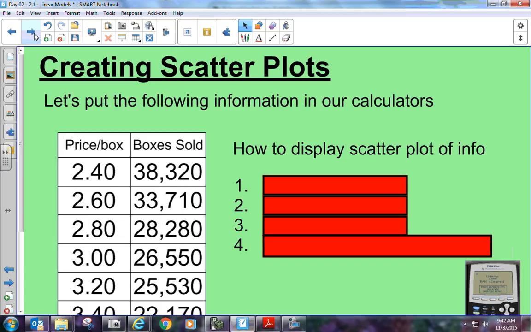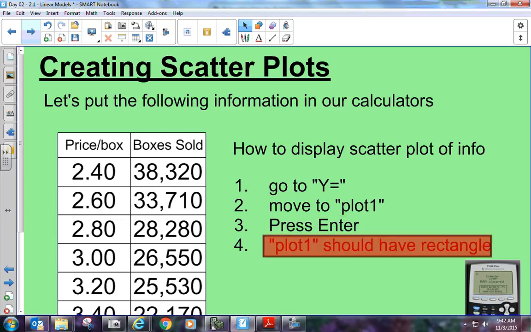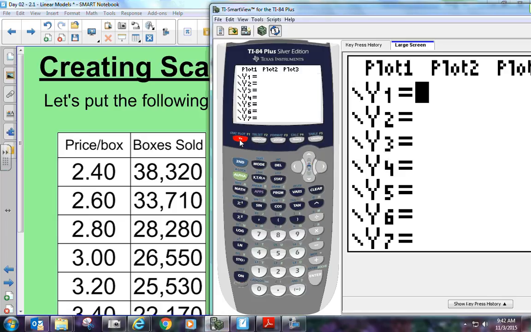How to display the scatterplot info in your calculator. Okay, you go to Y equals, and you move over to Plot 1. You press enter, and Plot 1 should have the rectangle around it. Meaning, I go to Y equals now. I've got to move up to Plot 1. See how I can move up and I'm up there now?